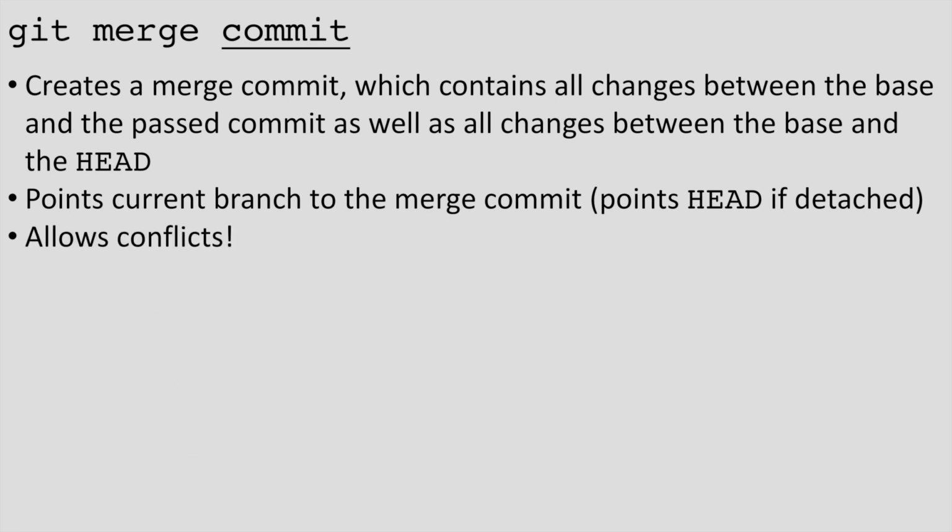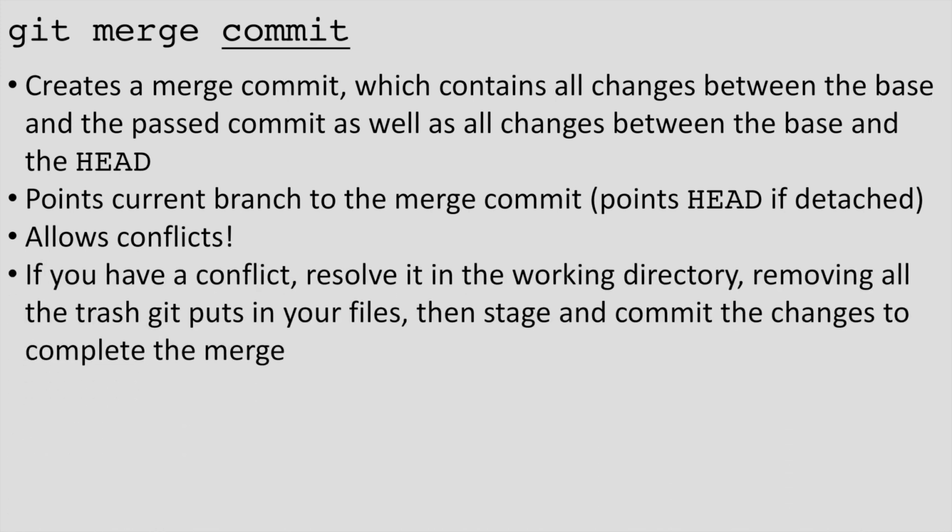This is the first command we've seen that allows conflicts. If you have a conflict, resolve it in your working directory, removing all the trash git puts in your files, then stage and commit the changes to complete the merge.